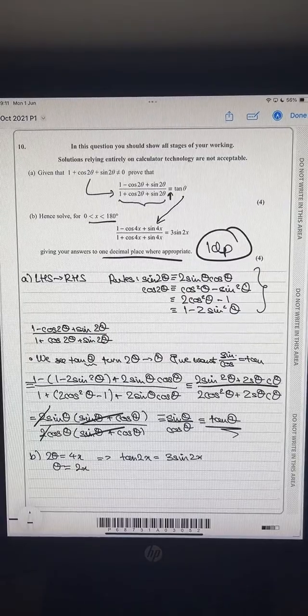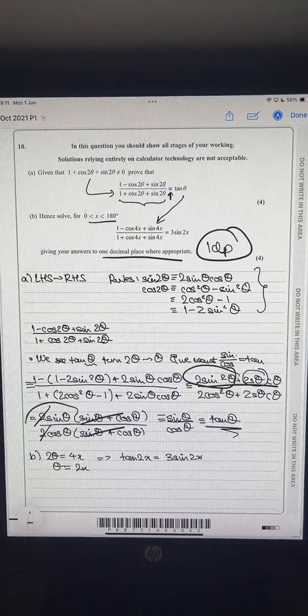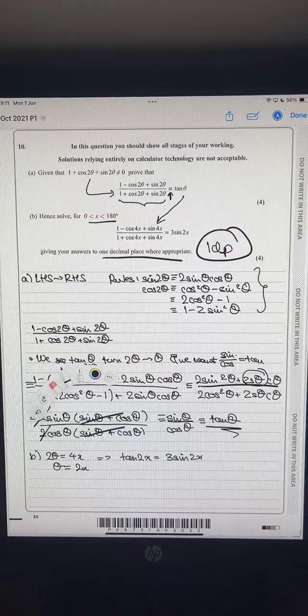Where did the sine squared go? The sine squared, where was my sine squared? The sine squared, I factorized out sine over here because I've got 2 sine there and I've got 2 sine there. So you can see I factorized that out. So the sine times by sine gives me sine squared. That's where it went. Okay, cool.